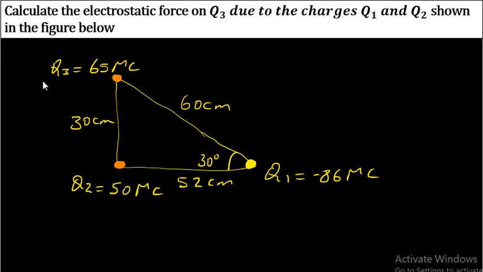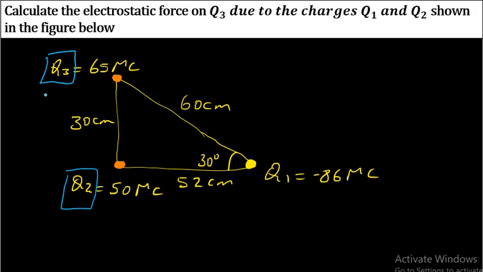Force on Q3 due to the charges Q1 and Q2. There are three charges at the position of the vertex of a triangle. Q3 at the top, which is 65 microcoulomb, and Q2 at the bottom, which is 50 microcoulomb, and Q1, which is negative charge, negative 86 microcoulomb.